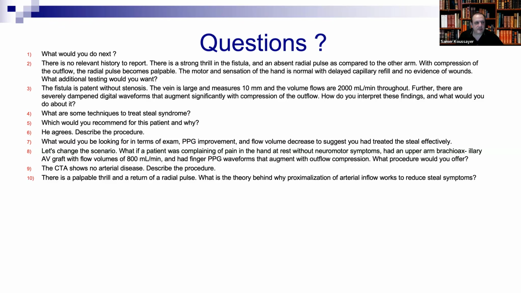Okay, so let's say there's a bruit, thrill and return of the radial pulse. What's the theory behind proximalization of arterial flow to reduce steal syndrome? I don't see important questions. Why do you think if you do proximal, it will resolve his steal syndrome?